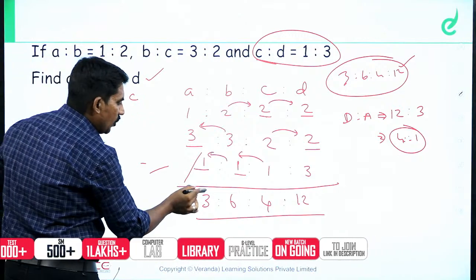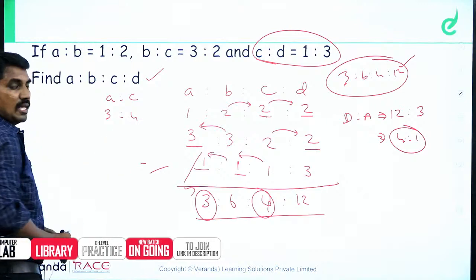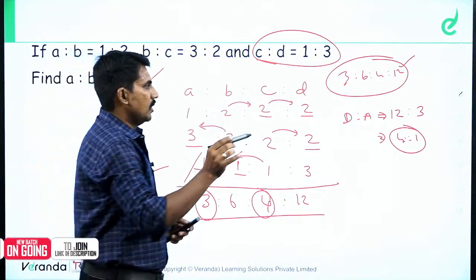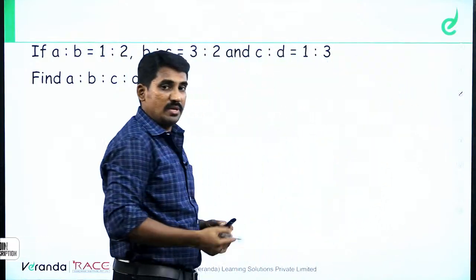And we want to find out A is to C. From this only we have to take A 3, C 4. Therefore A is to C, 3 is to 4. Further we can't simplify. Clear? Right. So AB given, BC given, how we have to find out ABC?